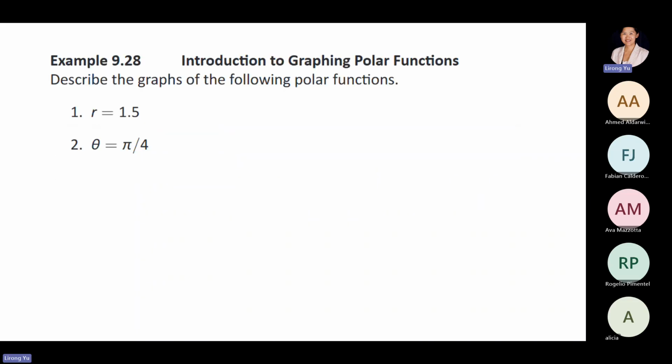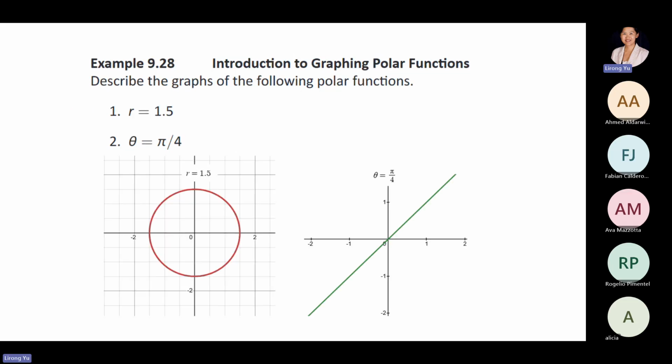So there are some common equations. For example, r equal to 1.5 represents a circle of radius 1.5. Theta equal to pi over 4 represents an angle of pi over 4, a line angled at pi over 4. Here are the graphs for both. So when you have a polar equation, one of the things you want to recognize is the shape of the graph.